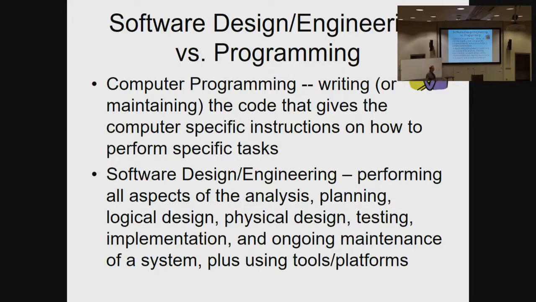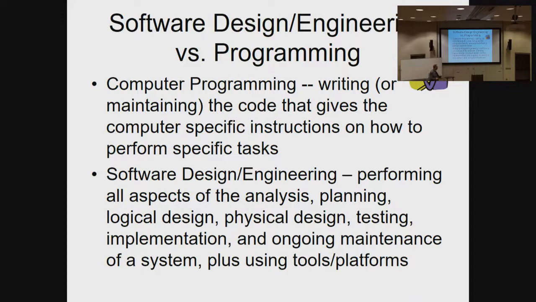Software engineering, on the other hand, is performing all the aspects of analyzing, planning, doing the logical design, which is implementation free. We don't get into the specifics, but we want to get the concept right first in logical design. And then we move on to physical design, which is where we deal with the nuts and bolts and the specifics of what it is that's going to be in the system. So once you get the logical design, you move to physical design, and then you test. You may implement the system then, and then you perform those ongoing maintenance tasks and support tasks for that system.